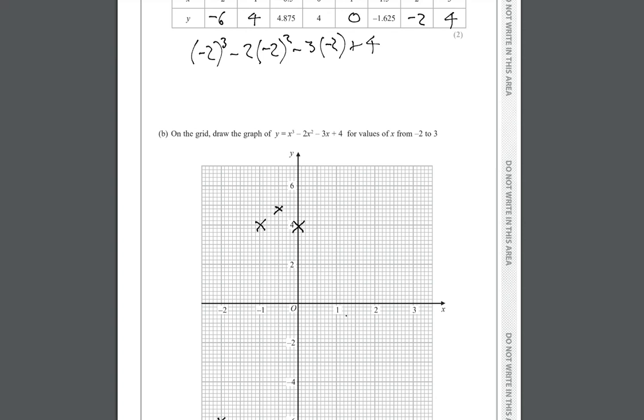1.5 and -1.625. -1.6 is 3 boxes and a bit. So there. 2, -2. Oh, that should be exactly on there. And 3, 4. Okay. And draw the graph. So it's not just about plotting the points, we've got to join all of those up with a smooth curve.